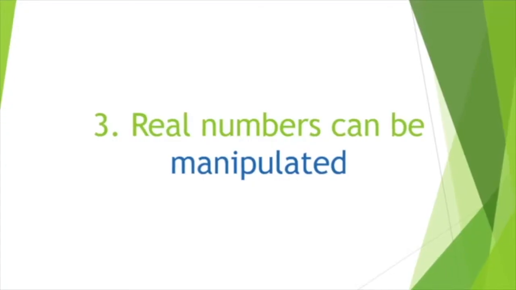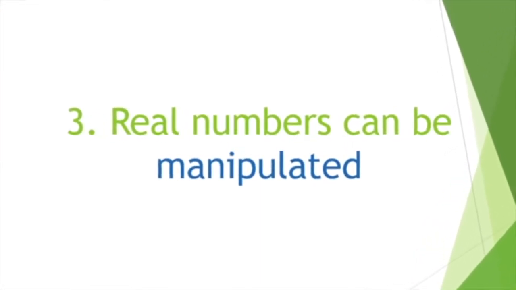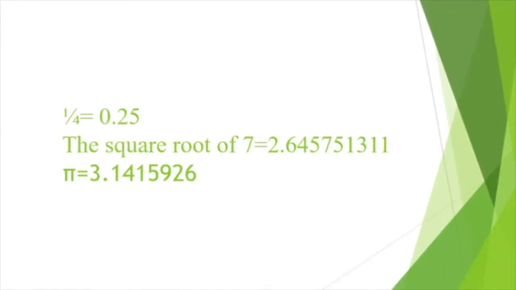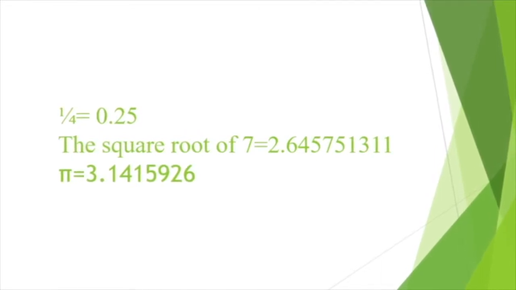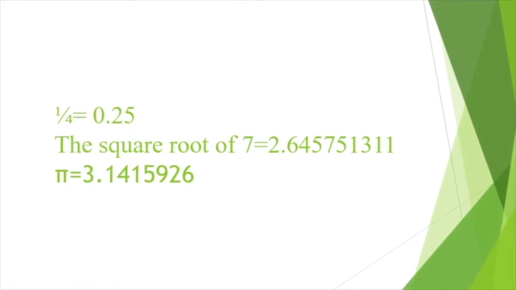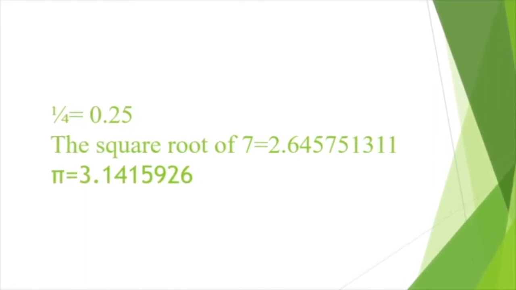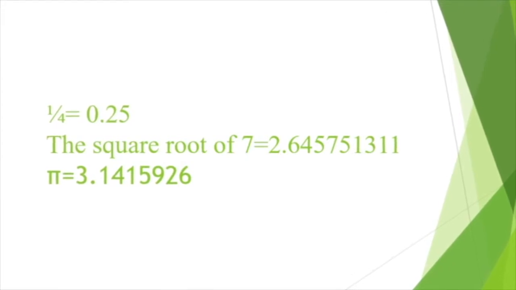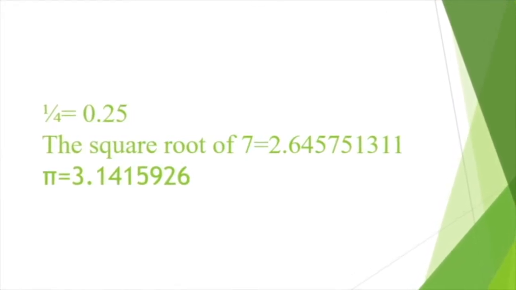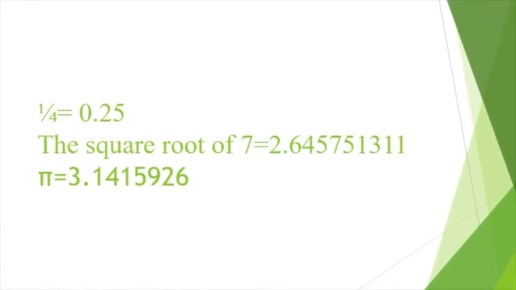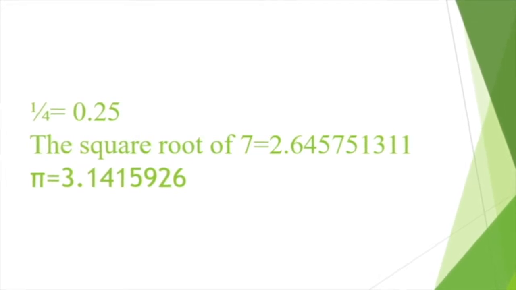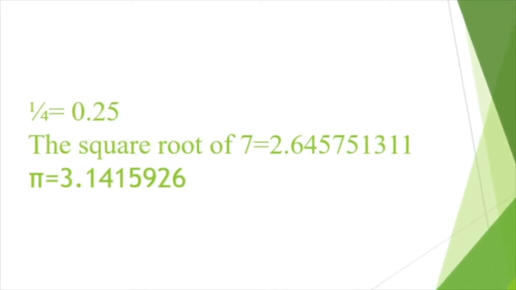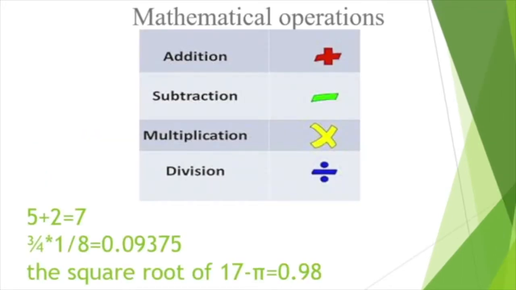Finally, real numbers can be manipulated. For example, all real numbers can be rewritten as a decimal. This just means that even if a number looks odd or has a strange symbol or Greek letter associated with it, it's still a real number. Let's look at a couple of examples. 1/4 equals 0.25, and the square root of 7 equals 2.645751211.